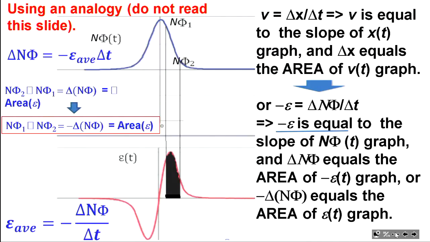Windows lost my symbols. We know that relationship can be read backwards. So this is how we can relate area, initial flux, and final flux. And that's what you're going to be doing today and tomorrow in the lab. Thank you.